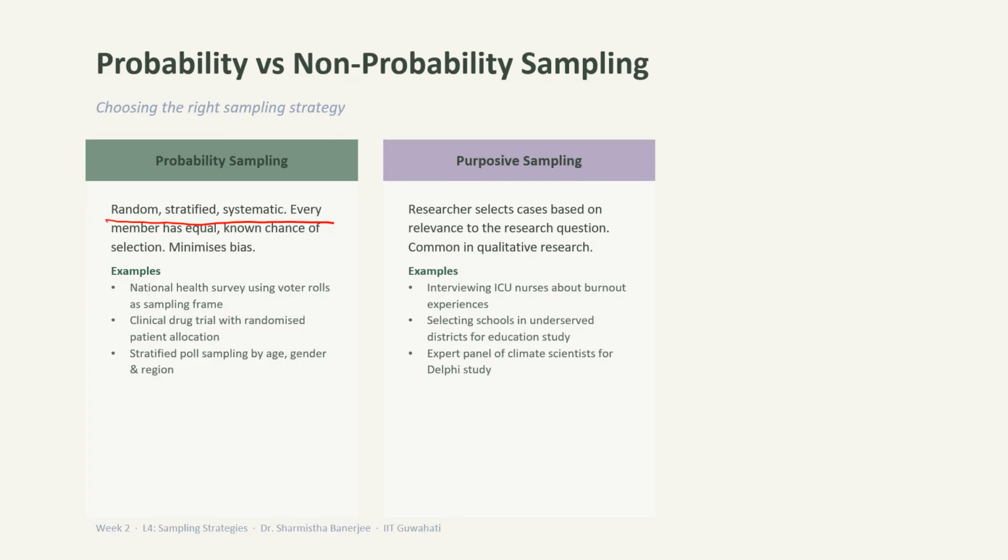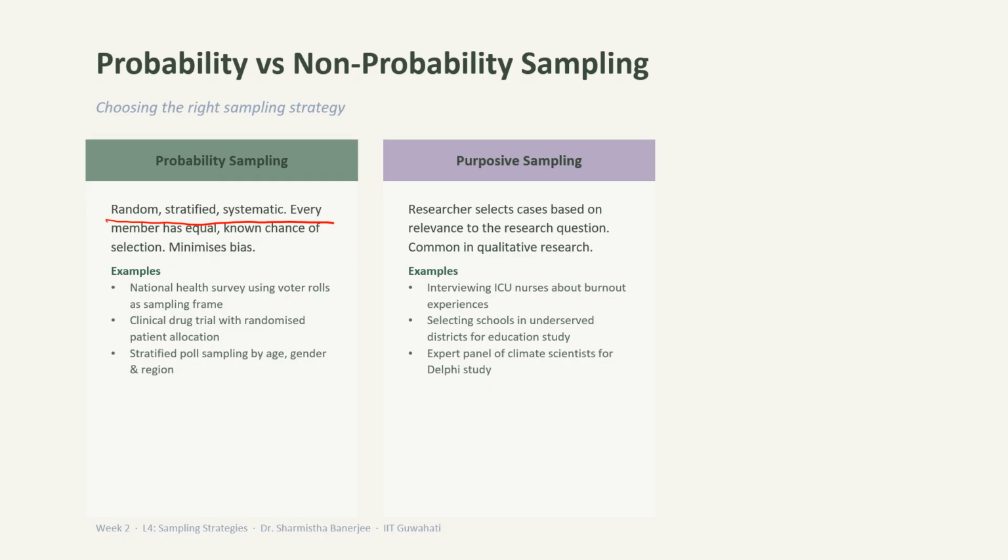However, since any exit poll data is always about a sample and not the full population, whereas the actual election results are about the full population, there will always be variations. Now we come to purposive sampling. In purposive sampling, researchers select cases based on relevance to the research question.